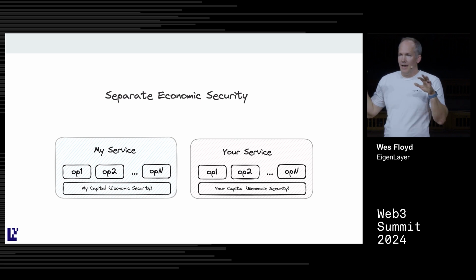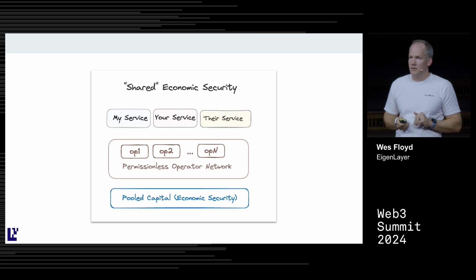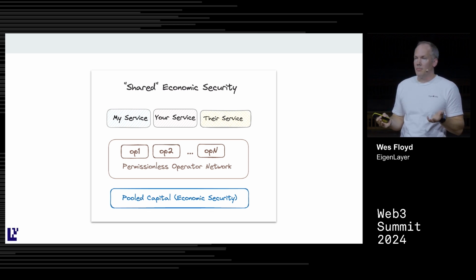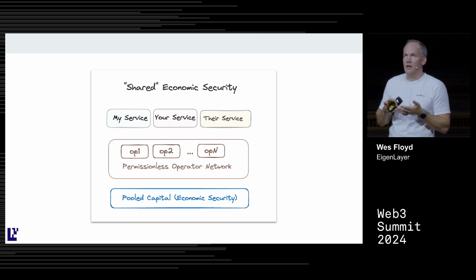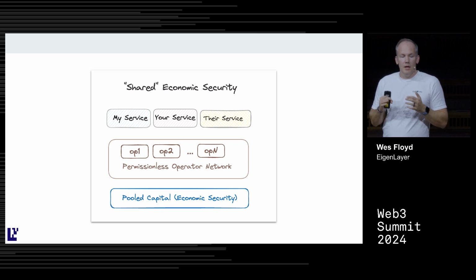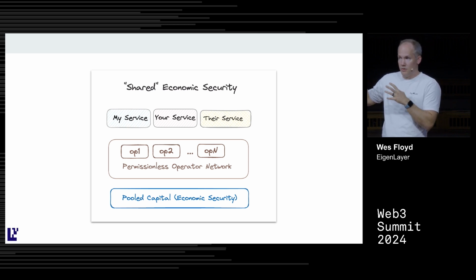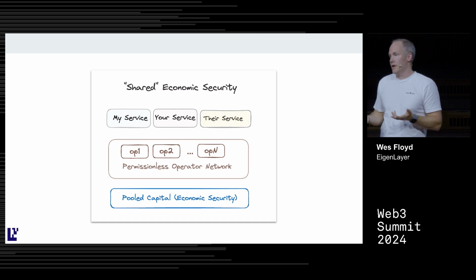This is what we mean by separate economic security, particularly for folks that may have not seen these restaking or shared security platforms in the past. A shared economic platform like EigenLayer or Cosmos or Polkadot means that we are bringing the capital together in one ecosystem. We're bringing the operators together in one ecosystem. So if I want to bootstrap an operator network, or if I want to access capital to secure my service, it's already available. It's ready to go. It's nearby.